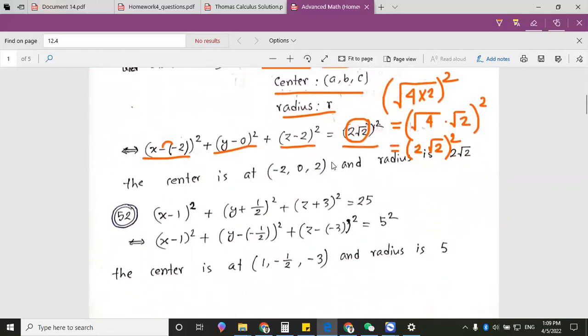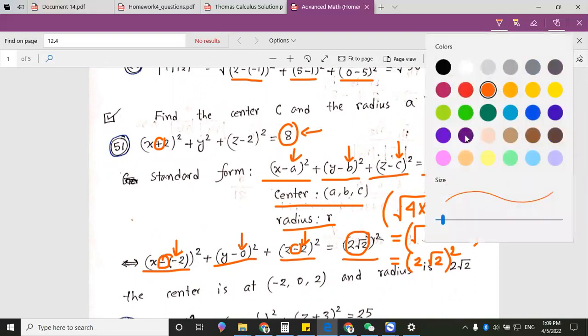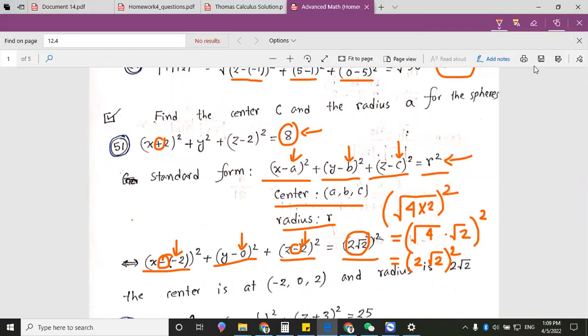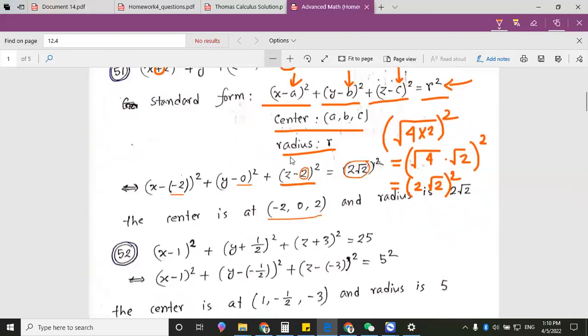Okay, fine. And here the center is -2. You see here -2 and 0 and 2. This minus is for the formula. So let's continue. Our center is -2, 0, and then 2, and our radius is 2 root over 2. The next question, the same thing.